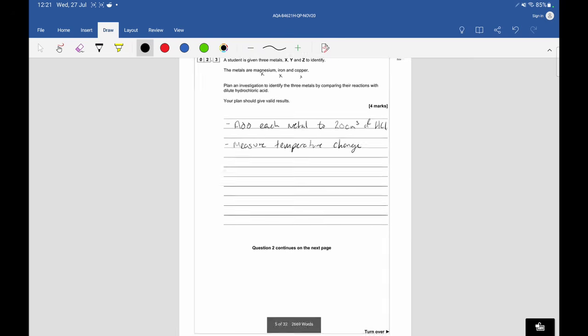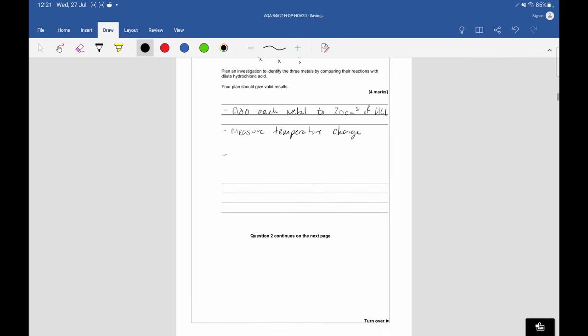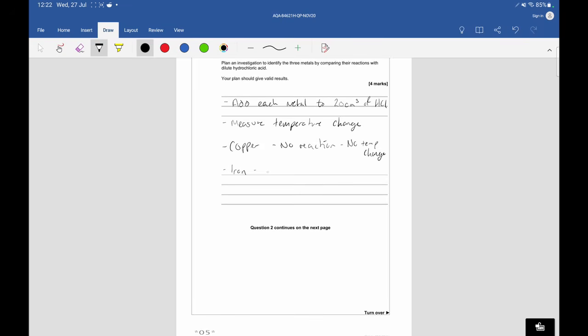The next thing to make sure that you mention is that you would then see for copper, no reaction. So we'd see no temperature change, because copper's really unreactive. For the iron, you would see a small temperature change, and the magnesium would change the temperature by more than iron.